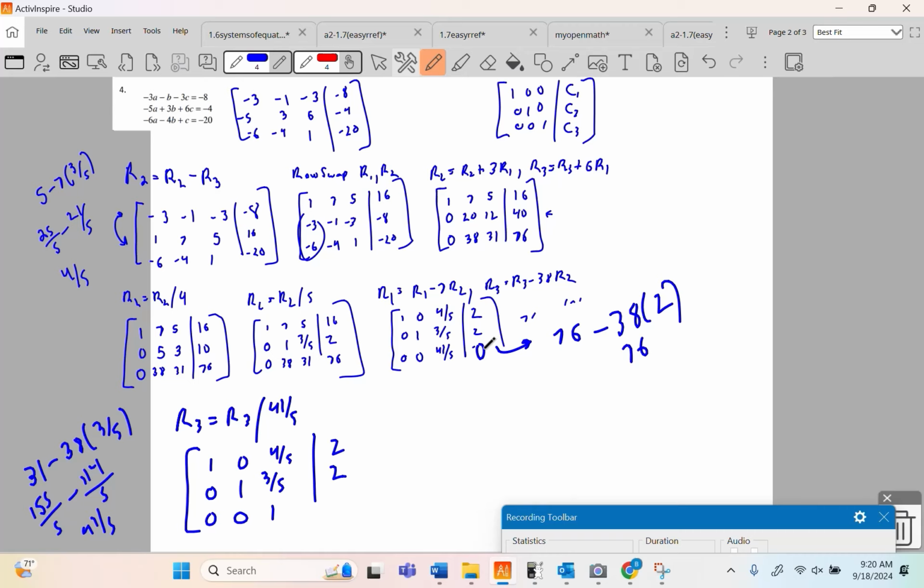So with that in mind, I can move on down to this one. If you take 0 and you divide it by 41 fifths, you still have a 0.